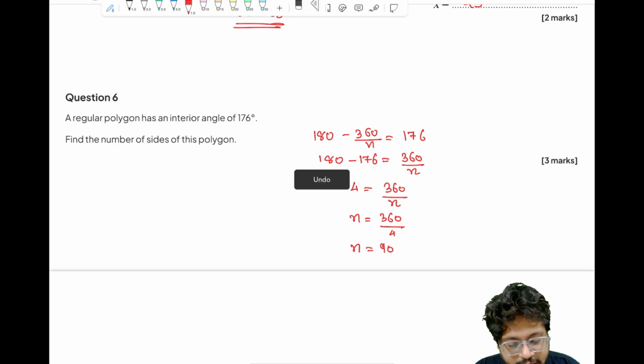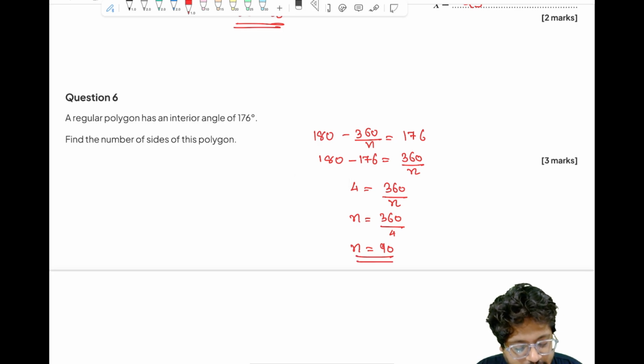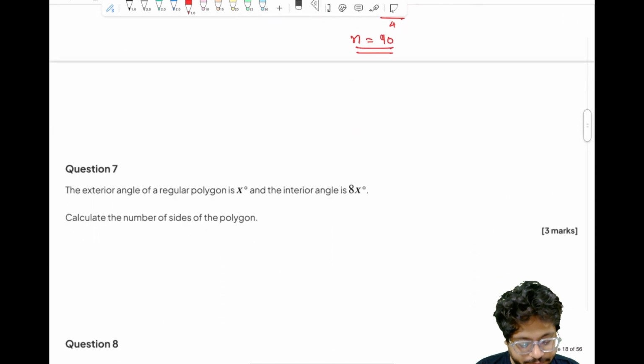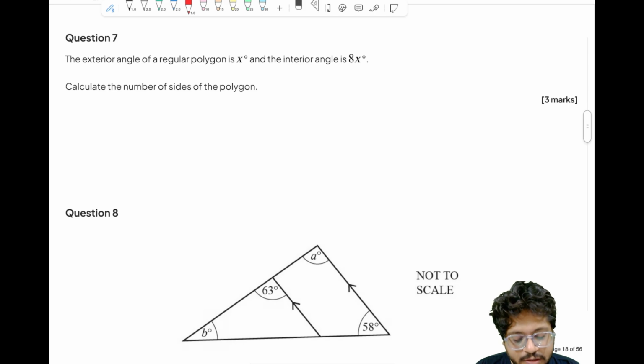So n is 90, it's not degree, sorry, it's 90. So 90 number of sides are there in this polygon. Clear? See the seventh. Exterior angle of a regular polygon is x and the interior angle is 8x.